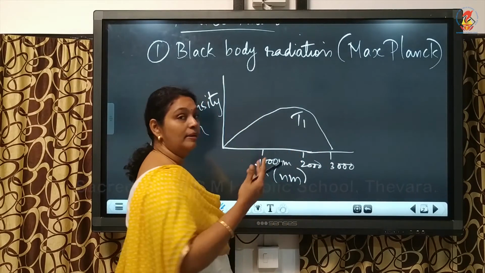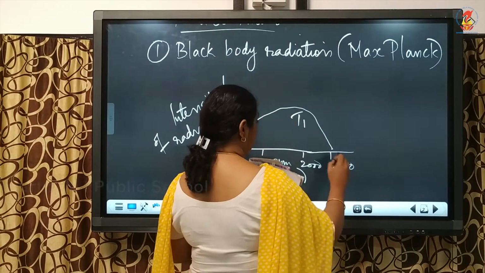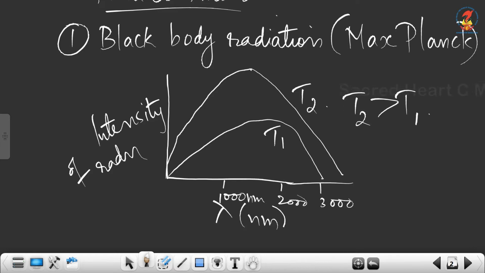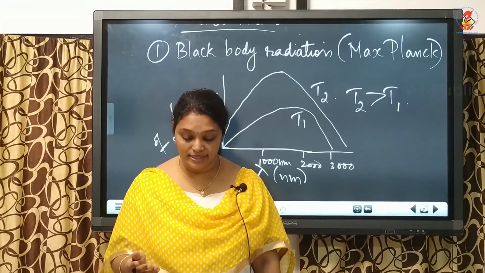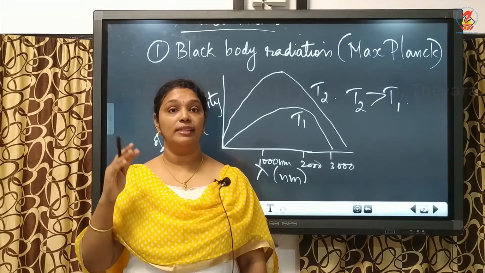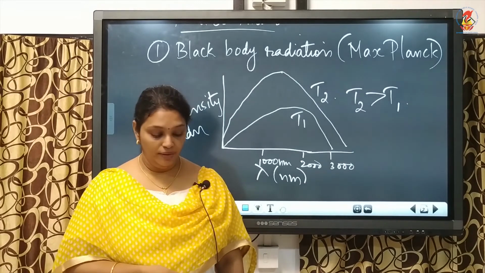Now we have a higher temperature, that is T2. At temperature T2 also we can observe the intensity of radiation will first increase with decrease in wavelength, reach a maximum and then decrease with decrease in wavelength. So this is a temperature T2 and you can say T2 is greater than T1. Or we can say that the intensity of radiation emitted will increase with increase in frequency or decrease in wavelength.